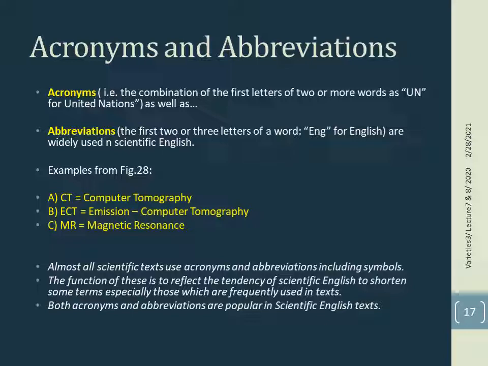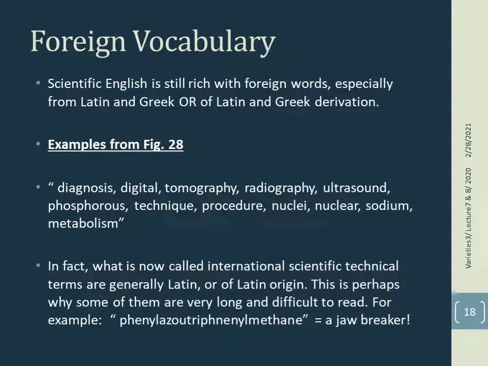Almost all scientific texts use acronyms and abbreviations, including symbols. The function of these is to reflect the tendency of scientific English to shorten some terms, especially those which are frequently used in text. Both acronyms and abbreviations are highly popular in scientific texts.